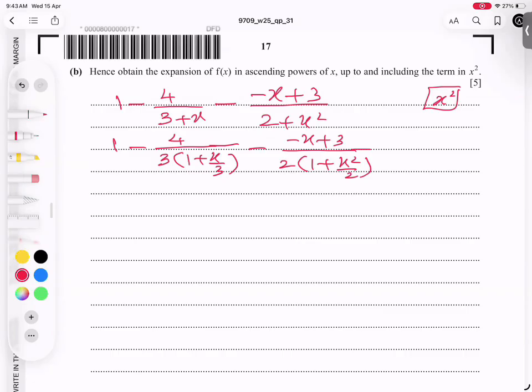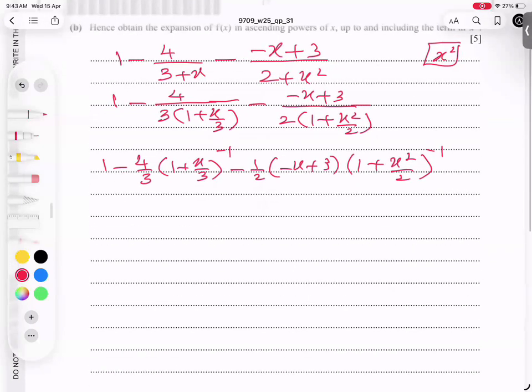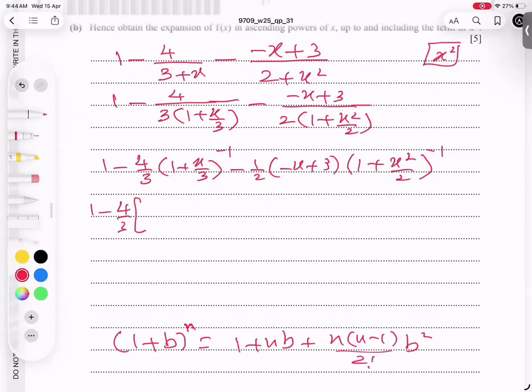So this part is clear, students. Now I just bring it up. This remains the same here, and this will go up. And this is negative half, and I get negative x plus 3 and 1 plus x to power 2 by 2 to power minus 1. Okay, students, now I have to expand 4 over 3. What is the formula? If you want to expand 1 plus b to power n, the formula is 1 plus nb plus n into n minus 1 over 2 factorial into square of b. This formula, till highest power 2, we are going to expand.